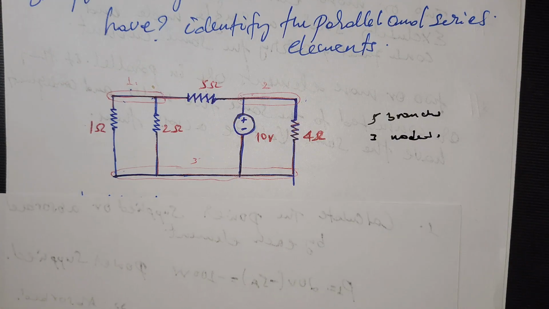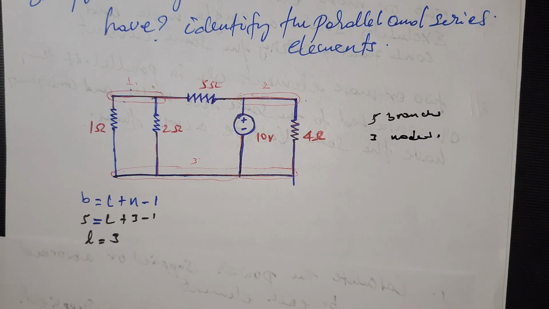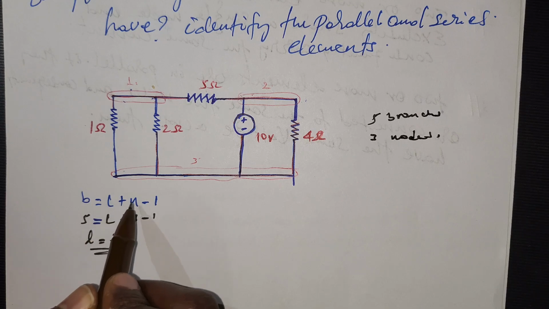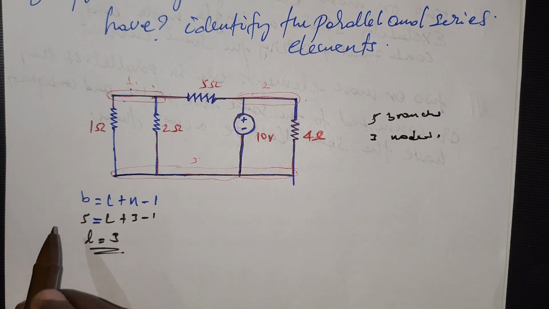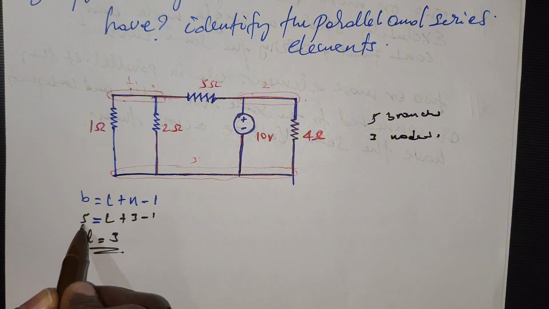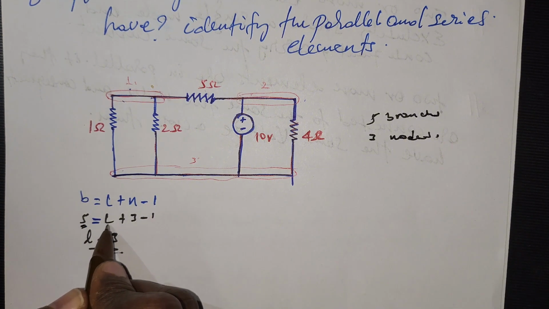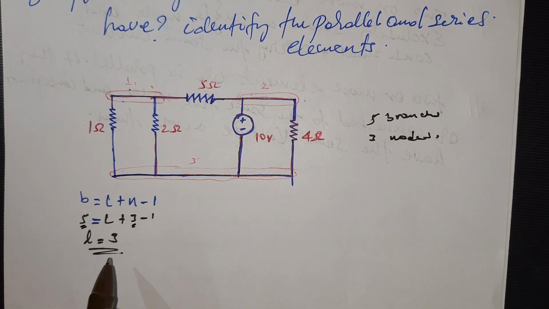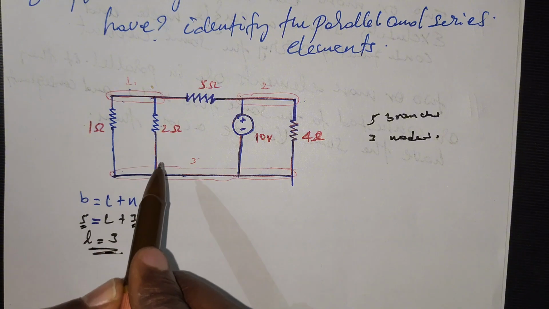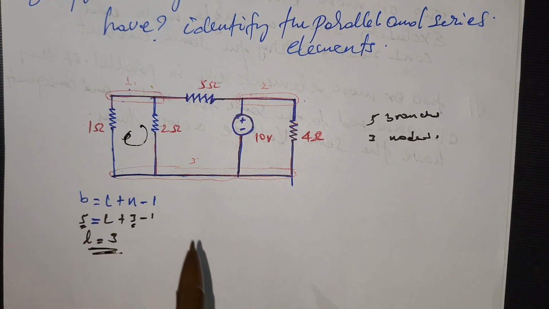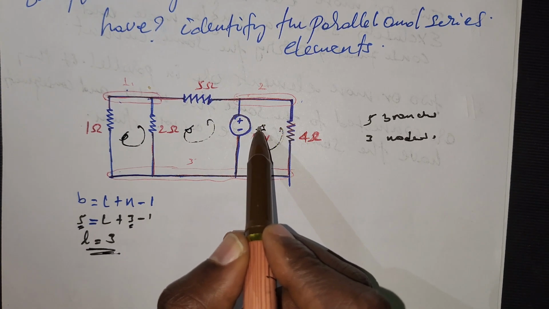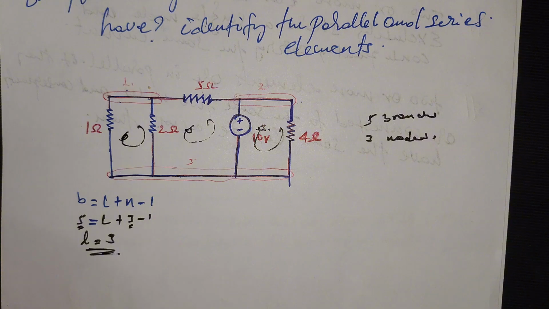In order to identify the number of loops, we can use the theorem: the number of branches is equal to the number of loops plus the number of nodes minus 1. The number of branches is 5, and the number of nodes is 3, so the number of loops will be 3. So there are 3 independent loops: this one, and this one. These are the 3 independent loops.